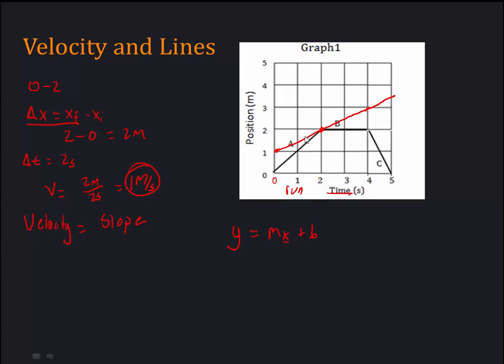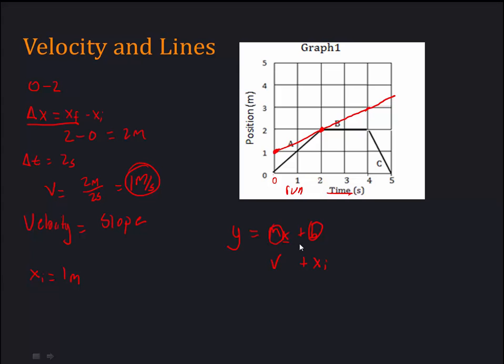Well, if I look at the equation of this line, b is the y-intercept. It tells me where I started. Okay? And so that's actually my initial position. That's my position at the beginning of the interval. And so I know my initial position is actually 1 meter. Now, m is actually the slope, but the slope is velocity. Okay? So I'm going to rewrite b as initial position. I'm going to rewrite m as velocity.